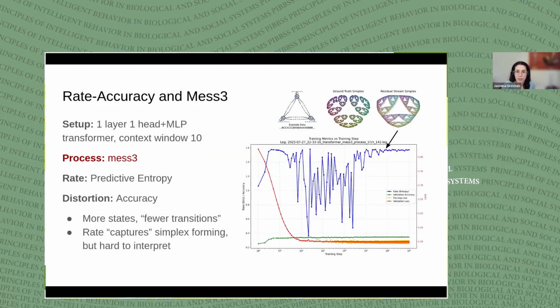The ground truth in this particular configuration of the MES3 that I chose looks different from what you would find in the residual stream from the simplex that you would find there. But aside from that, you still find the simplex. We use the same framework, and you can see the metrics shown here. So again, the rate is shown in blue.